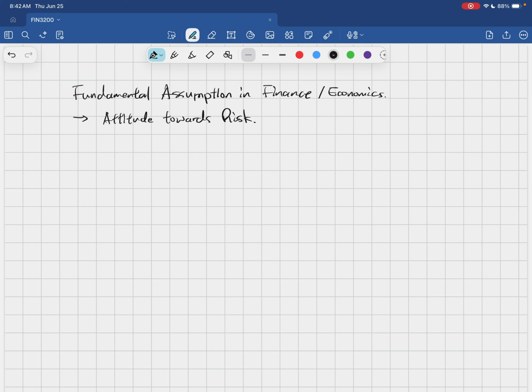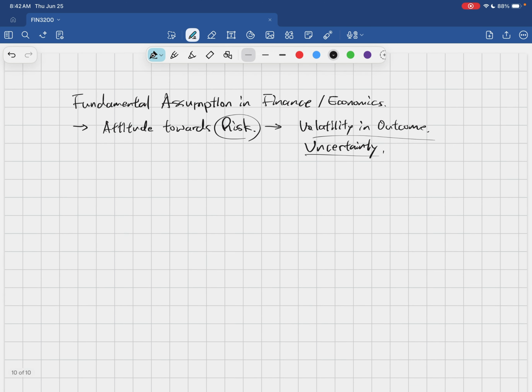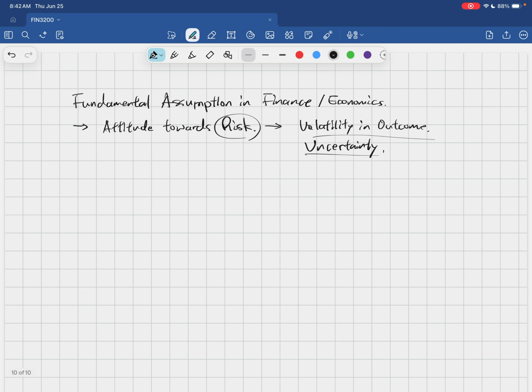And we're going to define risk as any volatility in outcome or uncertainty in outcome. Okay, so any volatility or uncertainty we'll call risk, and we're going to talk about right now how people feel about risk, what the assumption is in finance and economics.